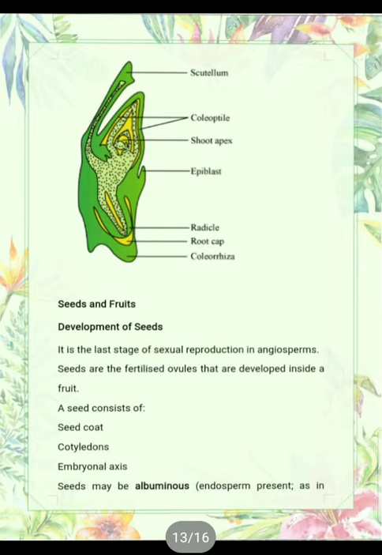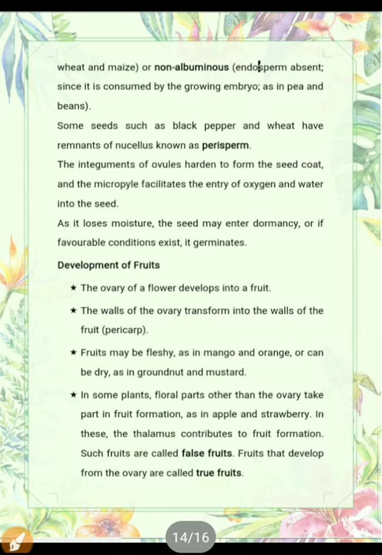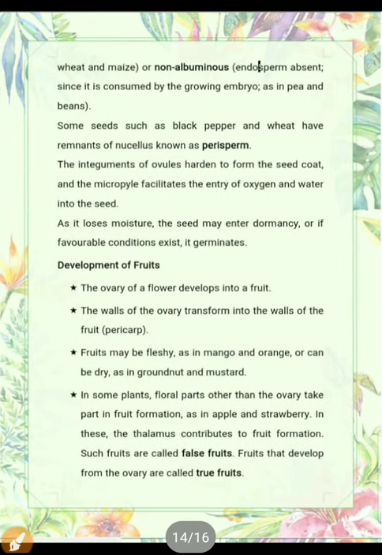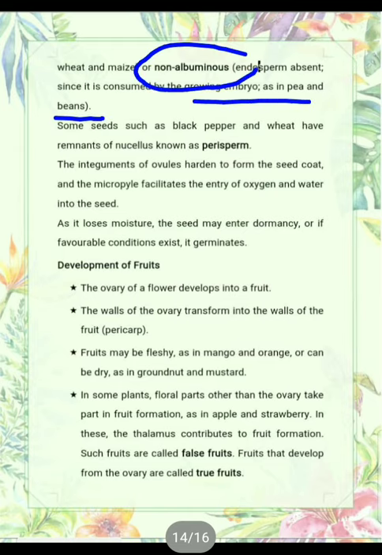Actually a seed consists of seed coat, cotyledons and embryonal axis. Seeds may be albuminous or non-albuminous, based on whether endosperm is present or absent. Endosperm is the nutritive tissue which provides nourishment to the developing embryo. If the endosperm remains after the formation of seed, then this type of seed is known as endospermic seed, or albuminous seed. And in seeds in which the endosperm is absent, meaning it is consumed by the growing embryo, as in pea and beans, they are known as non-albuminous and non-endospermic seeds.